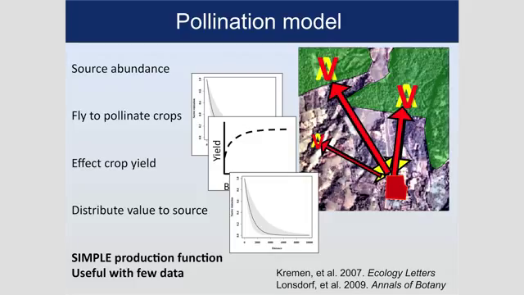All in a very simple production function, where the goal is to be useful with few data. And it may sound complicated, but it's a lot simpler than the models we've distilled down from to produce this. So that's kind of the intuition of how this works. And it's all written clearly and mathematically in these, and I can tell anybody who's interested about that.